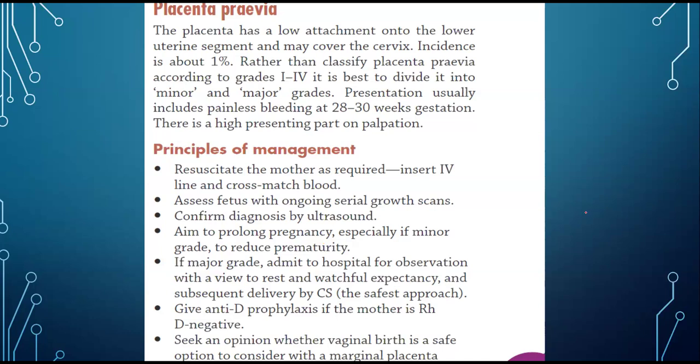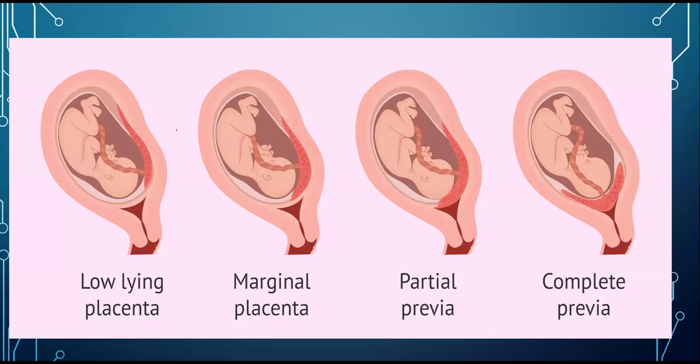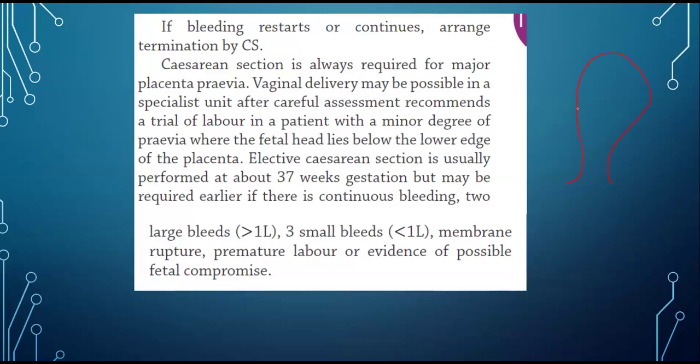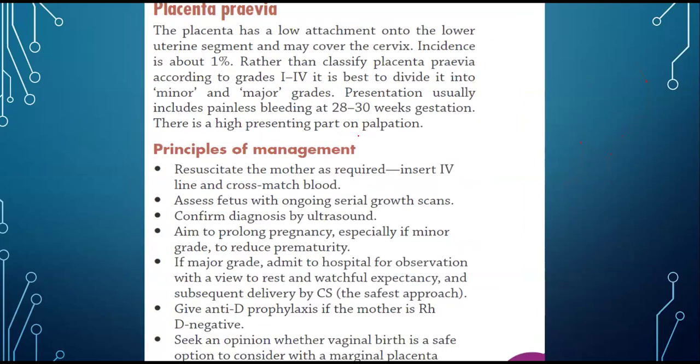So placenta previa means, if you see here, in a normal patient, if this is the uterus, the placenta should be on the fundus, which means on the top part of the uterus. But if the placenta starts to come on the bottom of the uterus, that's what we call placenta previa. When the placenta has a low attachment on the lower uterine segment, and sometimes obstructs the internal os or opening of the cervix, that is what we call placenta previa.